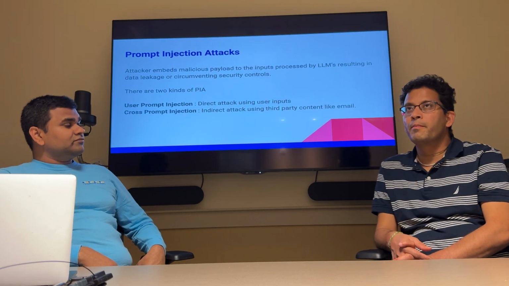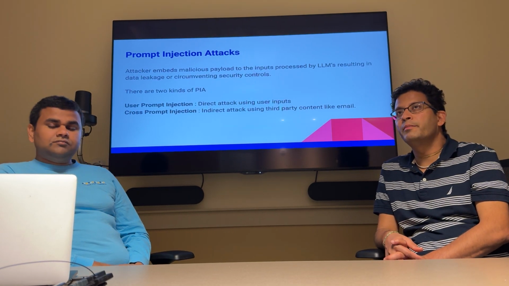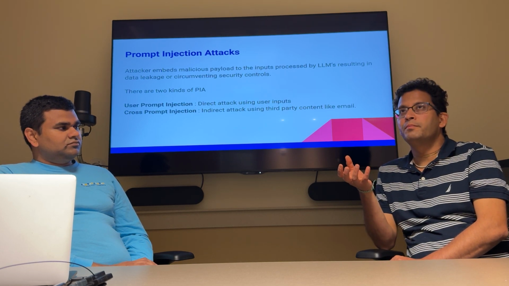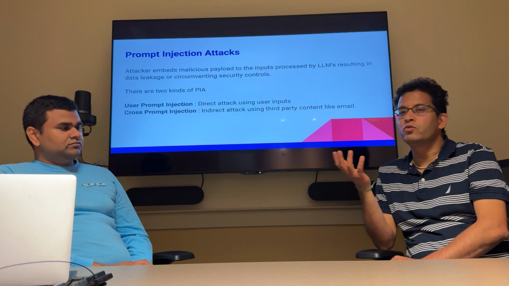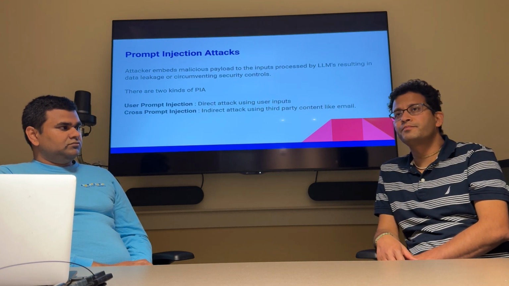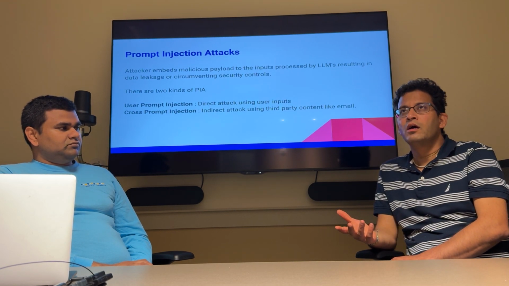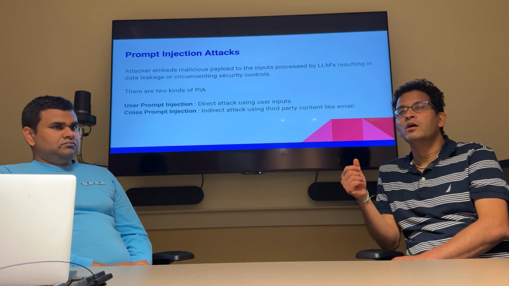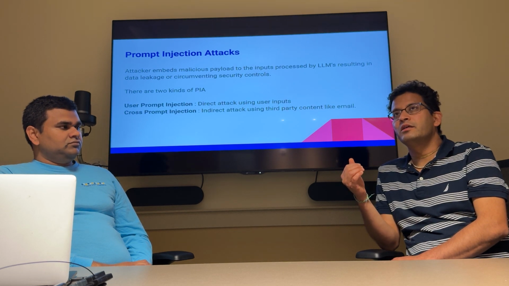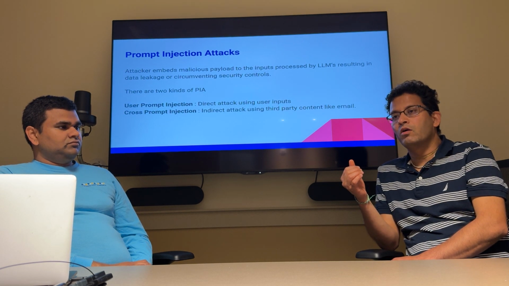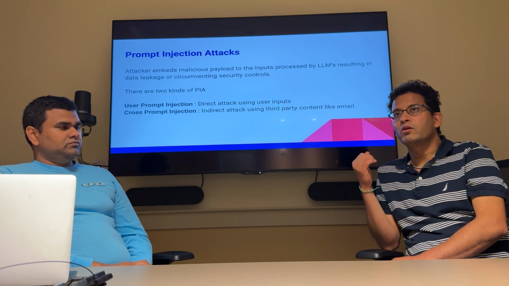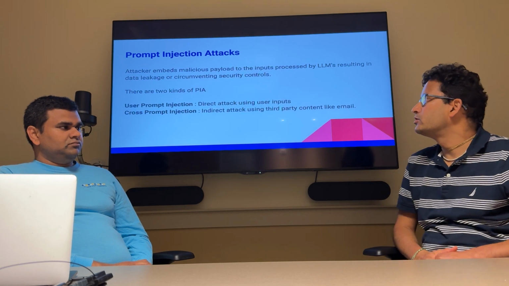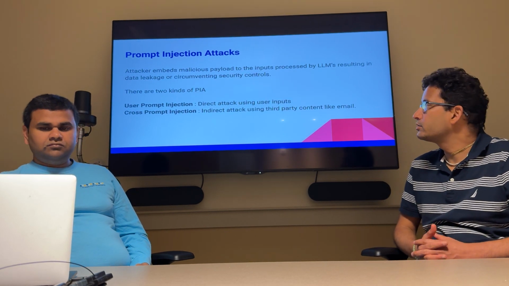Yeah, so a prompt injection attack is an attack where a malicious user embeds a malicious input into the prompt, which produces undesirable results. So there are two types of prompt injection attacks. First is the direct prompt injection attack, also called a user prompt injection attack, which is done by the user itself. There is no third party involved. And then the second type of attack is the indirect or cross prompt injection attack, because some of the content comes from a third party itself. So that is the difference between these two types of attacks. So we can go next.